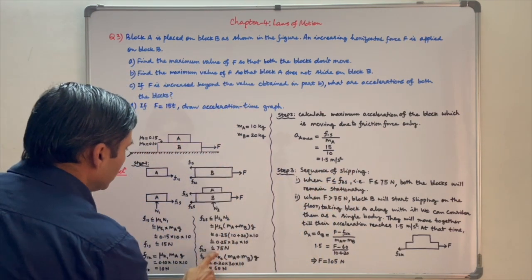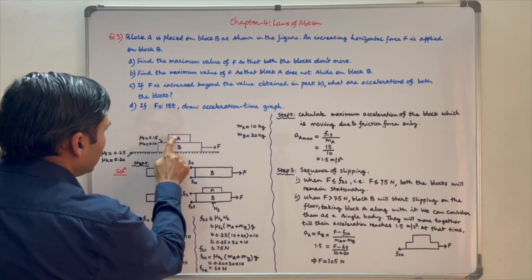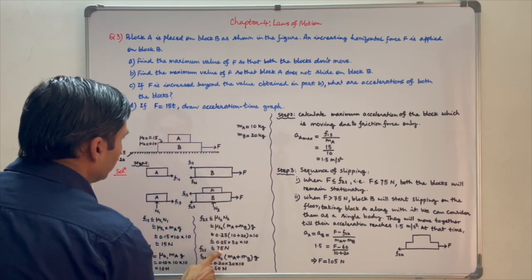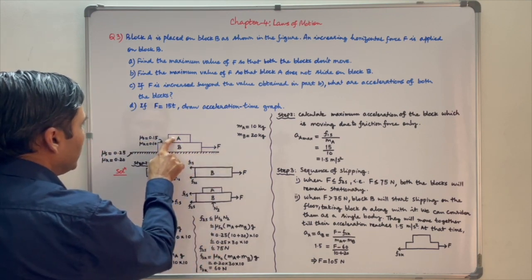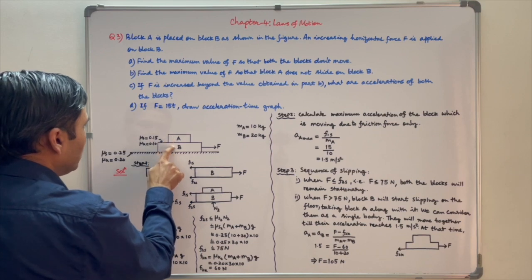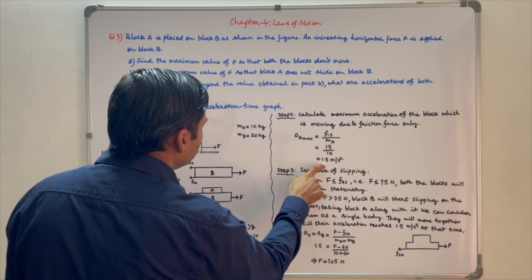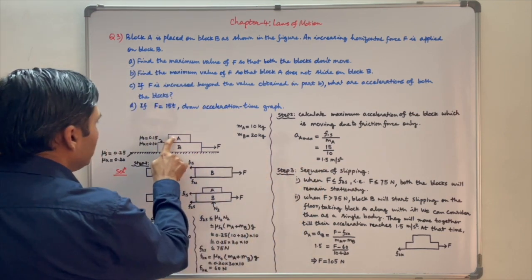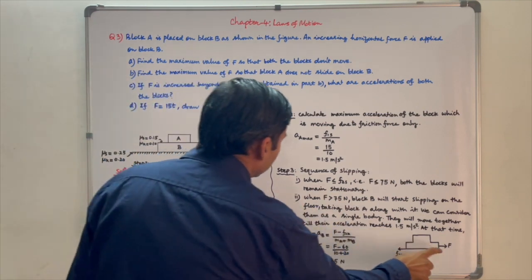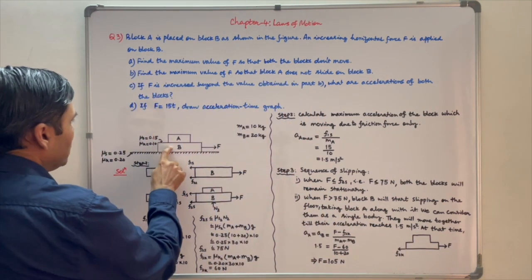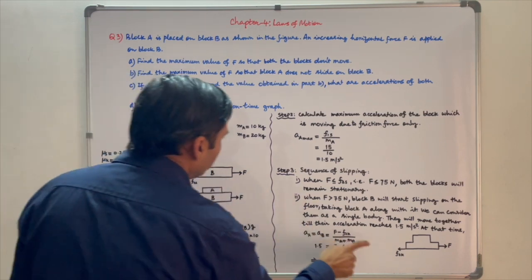When F is less than or equal to 75 Newton, both the blocks will remain stationary. When F is greater than 75 Newton, block B will start slipping on the floor, taking along block A with it. So both the blocks will move together till their acceleration is 1.5 meter per second square. Till that moment, we can consider them as a single body on which external force F is getting applied.